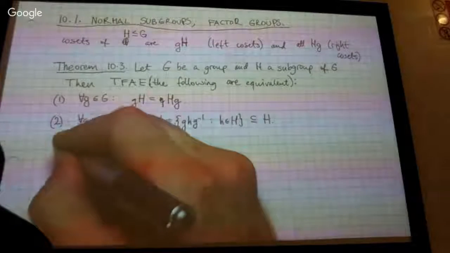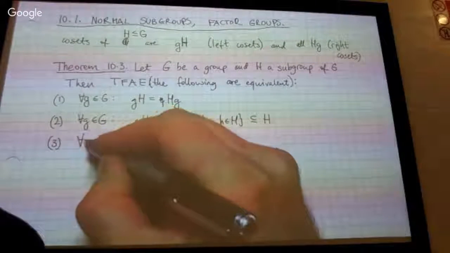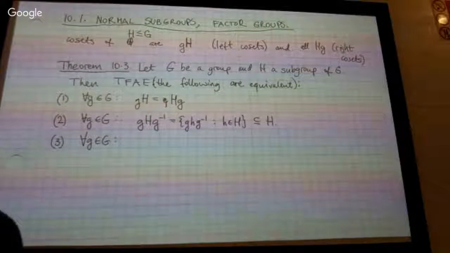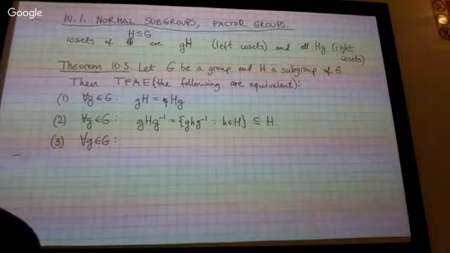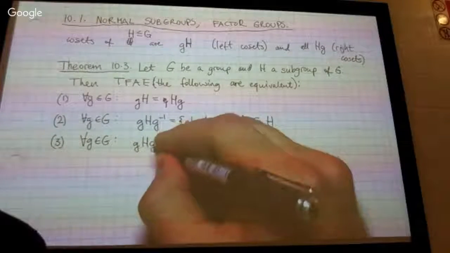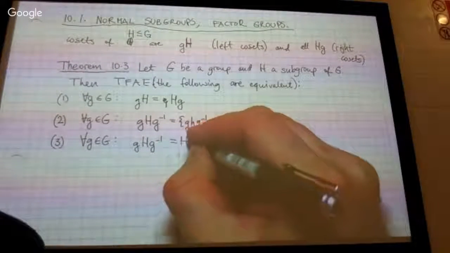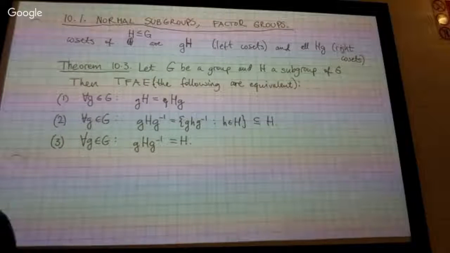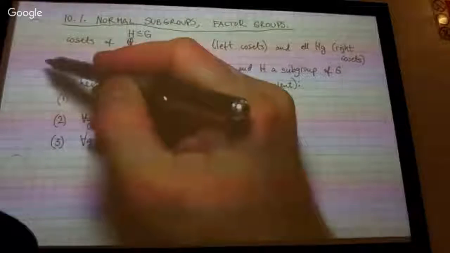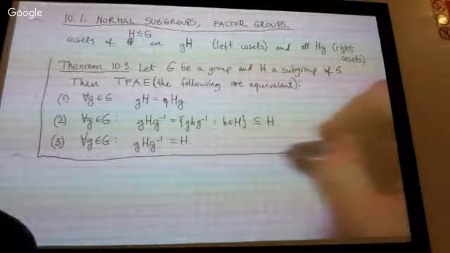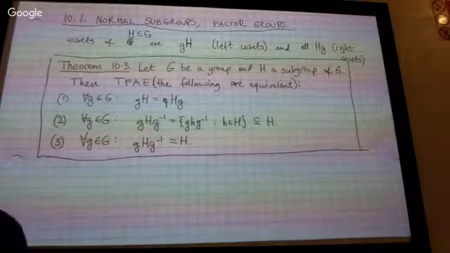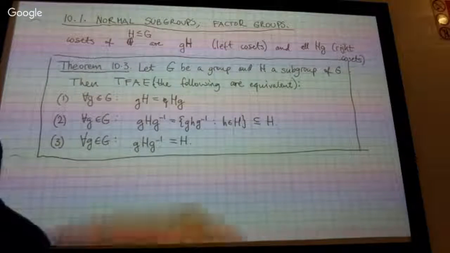And the third statement that's equivalent is that no matter what element of G I pick, this gHg inverse is actually equal to H, rather than just being a subset. Okay, so if it's a subset, it has to be. That's the theorem. Proof.